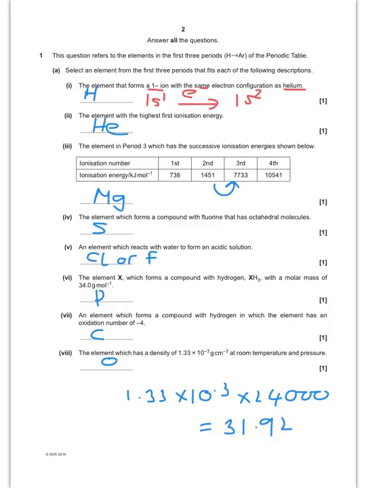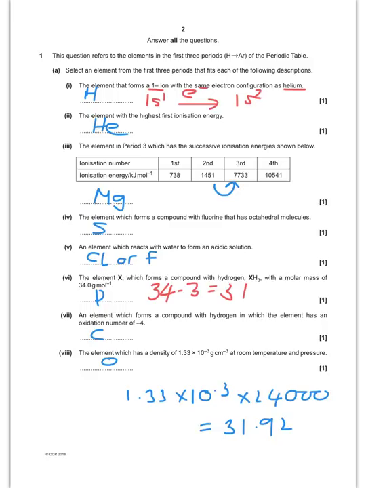Element which forms a compound with hydrogen of XH3 with a molar mass of 34. So if you take 34, you minus your 3 hydrogens, you get to 31. So you look for the element which has a relative atomic mass of 31, and it is phosphorus.